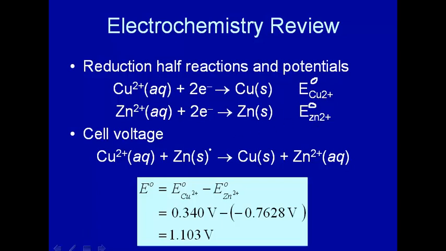And in order to calculate the cell voltage, you take the standard reduction potential for the species that's being reduced. Here, copper is being reduced, and subtract from that the reduction potential for the thing that's being oxidized, in other words, the reverse of this reaction. Let's just do that. We'll look up in a table the standard reduction potentials for copper 2+ and for zinc 2+, and we'll do this calculation.